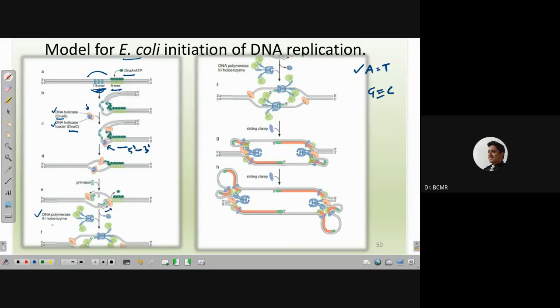And then the DNA polymerase, that is the holoenzyme, DNA polymerase 3 holoenzyme, which consists of the tau protein, helicase loader, and so on. Sorry, the sliding clamp loader and clamp, they will organize something like this. And then we have the sliding clamp binding, and then the leading strand will start being synthesized, and then the lagging strand will also start to synthesize.